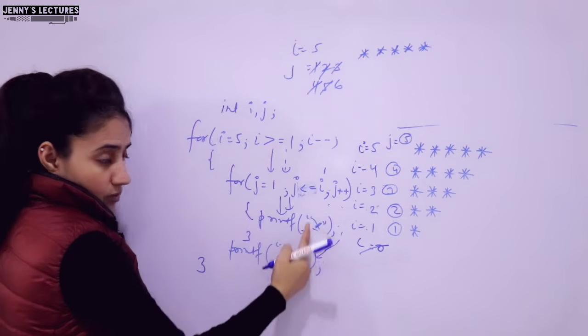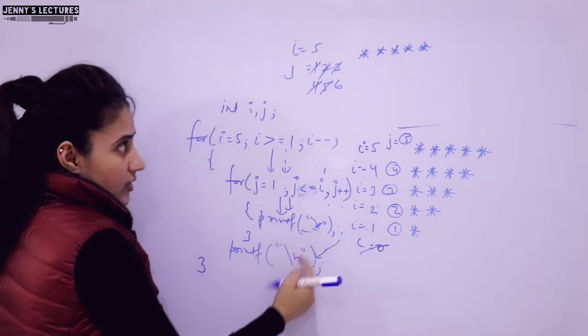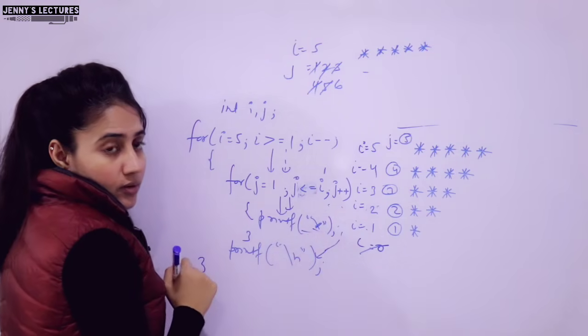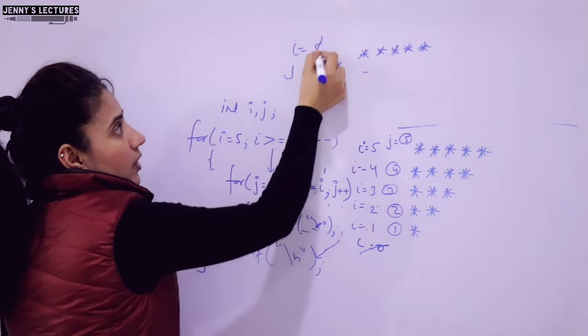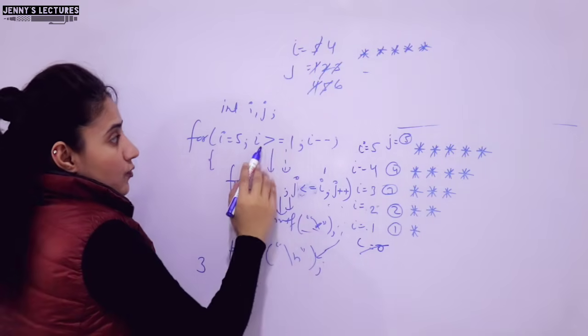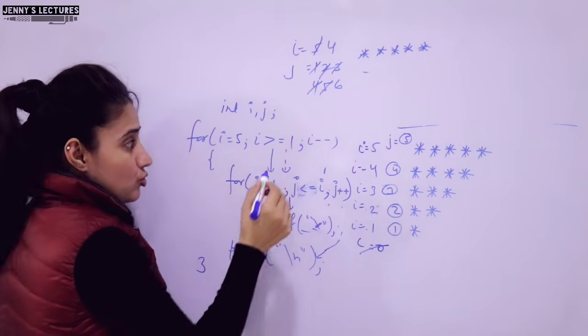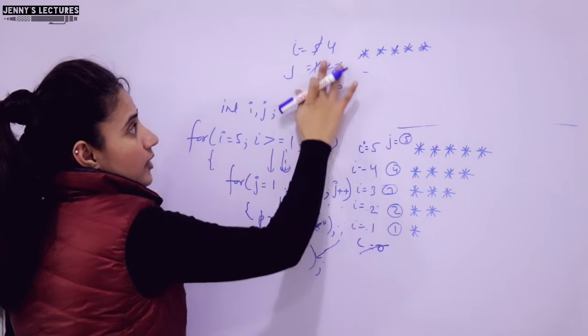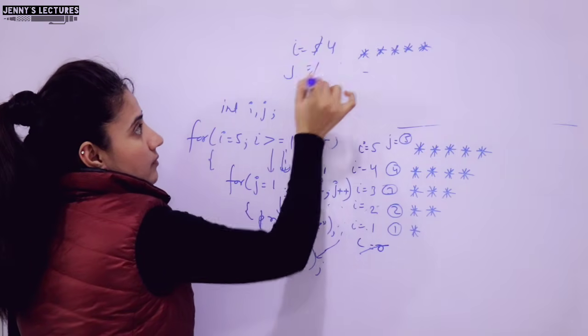Now what are we going to do? We are going to exit from this loop and print slash n, so the cursor would be here. Now what? I minus minus. Now I becomes 4. 4 is greater than or equal to 1. Yes, the condition is true. We are going to enter again here. Now J would be initialized again with 1.